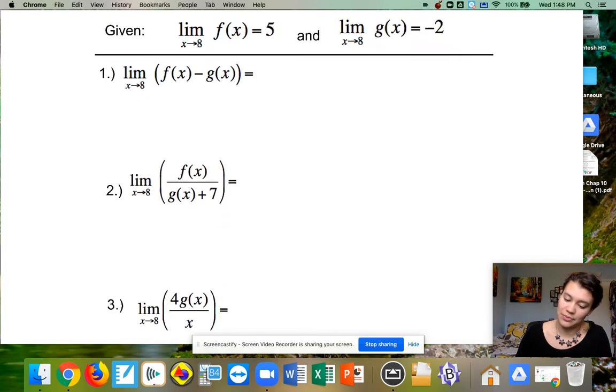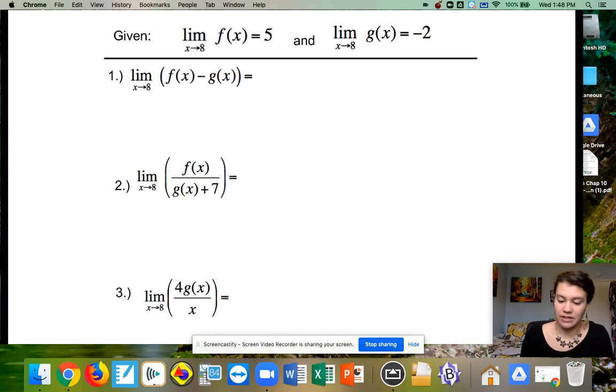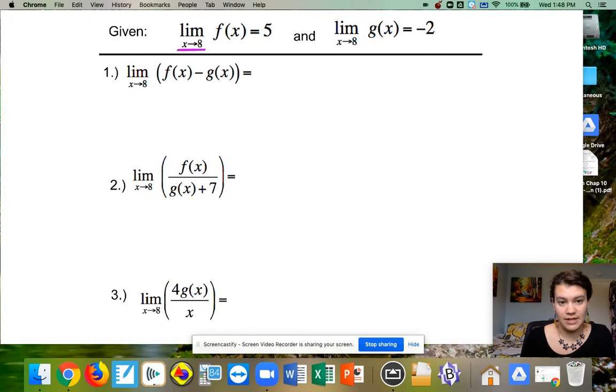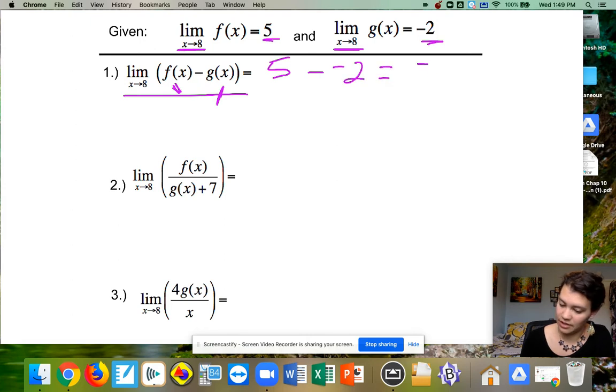So, some more examples. We're given here that as we approach 8, the limit of f of x is 5. As we approach 8, the limit of g of x is negative 2. So if we're going to do subtraction here, the limit of f is going to be 5, the limit of g is going to be negative 2, and you'll end up getting 7.